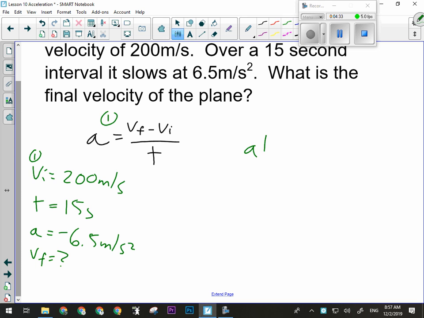So I'm going to have a times t equals VF minus VI. I want to solve for VF. What do I do with VI? Add it to the other side. So I'm going to have a times t plus VI equals VF. All right. So you would get a mark for your manipulation, and then a mark for plugging in our numbers correctly. Negative 6.5 times 15 seconds plus 200.